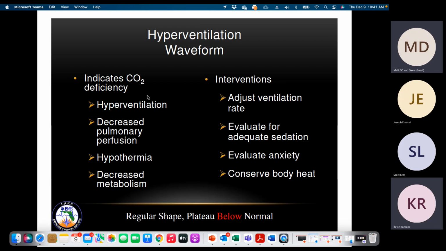All right. Hypothermia, evaluate anxiety. If they're hypothermic and they're anxious, let's give them something to make them less anxious. Ativan, Versed. Decrease metabolism, conserve body heat, warm them up. High heat loss areas: head, side of the neck, armpits, and groin. Put heat packs in those areas and warm them up.